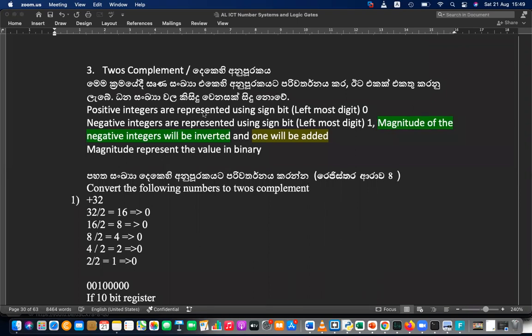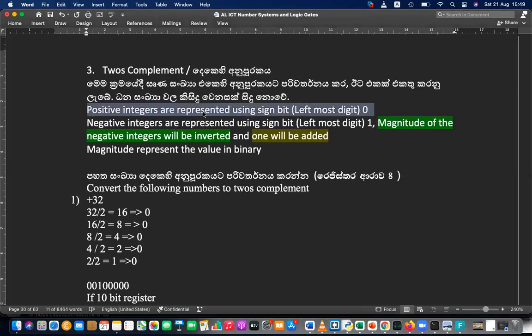That means positive numbers are represented in a similar way. So all three methods are same for representing positive numbers: sign and magnitude, 1's complement, 2's complement. But for representing negative numbers, sign and magnitude only changes the sign. But 1's complement changes the sign, and the magnitude is also inverted. Sign is changed and magnitude is inverted in 1's complement.